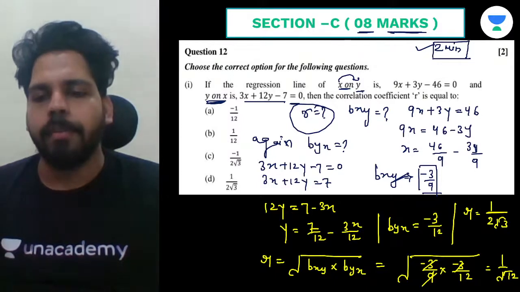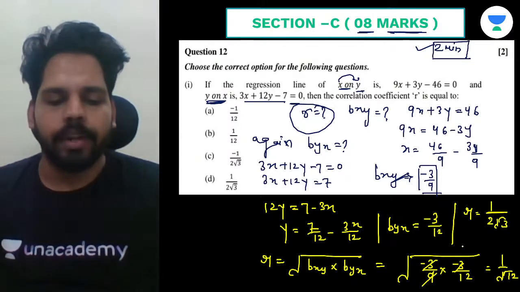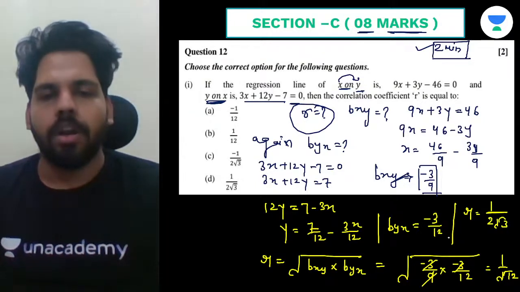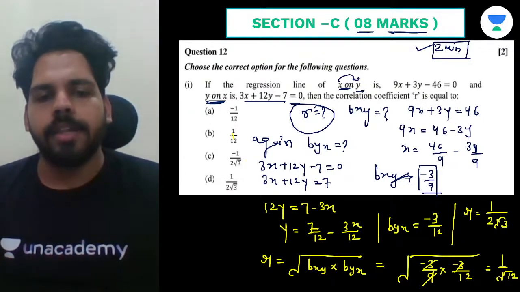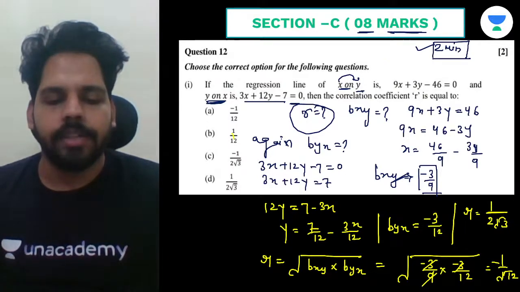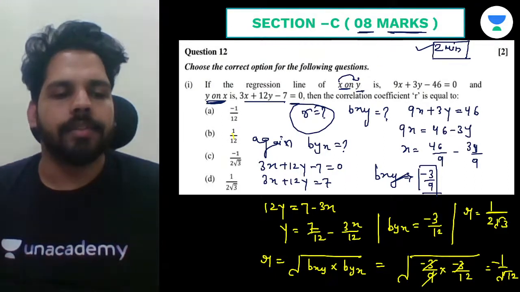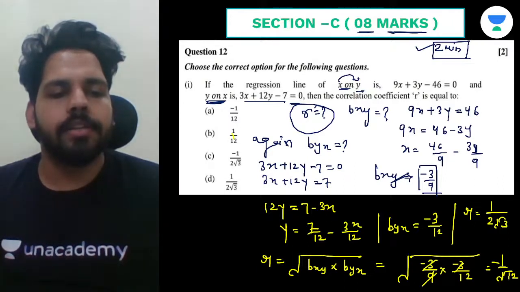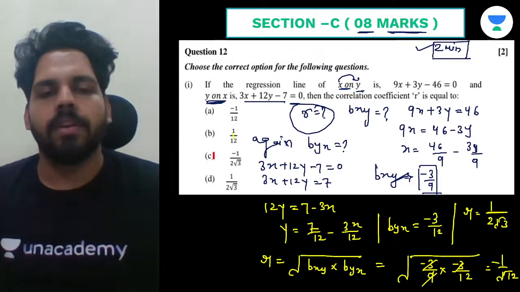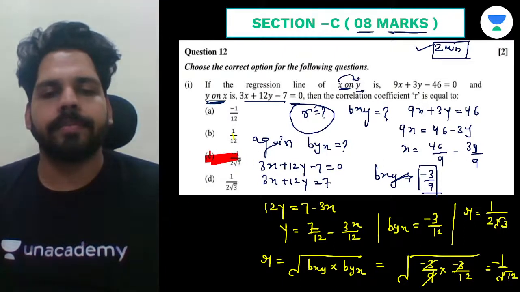Okay, so which option will be correct? We need to find this. Option C or D? See, r is coming like this, but they want the correlation coefficient, and we know it is negative, so we will choose option C over here as the answer. Understand? So option C will be your correct answer.